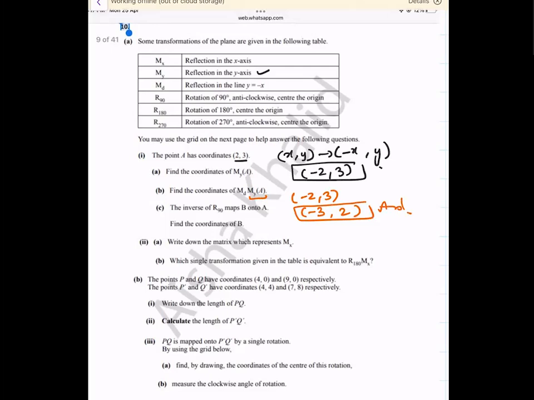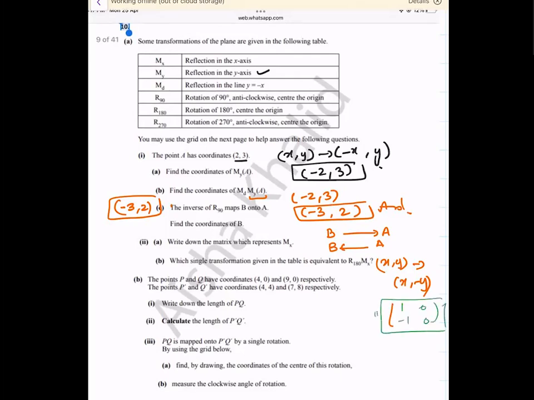The inverse of R90 maps B onto A. So B onto A. So A onto B is going to be the normal R90. So R90 means rotation anti-clockwise, which changes (x, y) to (minus y, x). Write down the matrix which represents MX, reflection in the x-axis. (x, y) goes to (x, minus y), so 1, 0, 0, minus 1. This is going to be my part E of question 2.